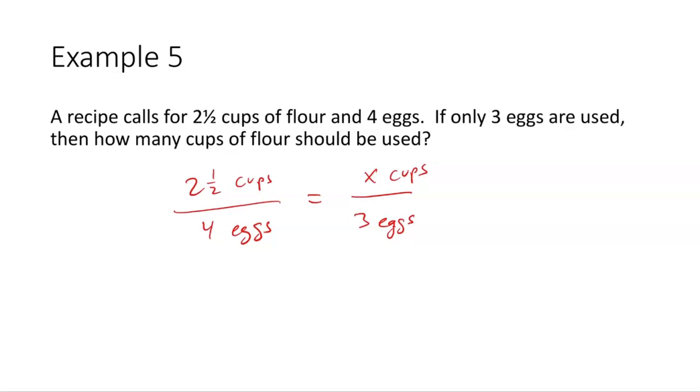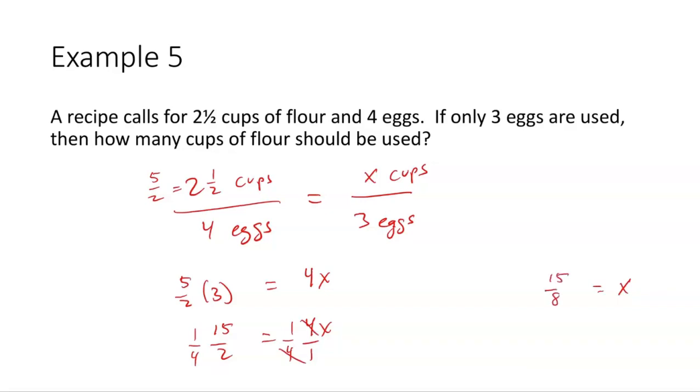So what we have here is 2.5, which again, it's better to use improper. So that'd be 5/2 over 4. So we have 5/2 times 3 is equal to 4x. So what we have here then would be 15/2 is equal to 4x. So I would multiply, you can think of it as 4 over 1, you multiply by the reciprocal 1/4 on both sides. You'll have x on one side, and the other side would be 15 over 8, which would be 1 7/8 cups.